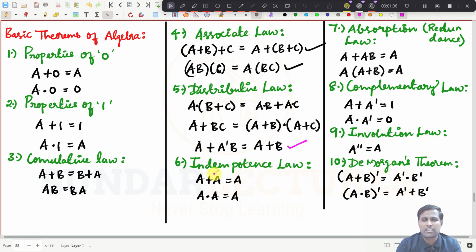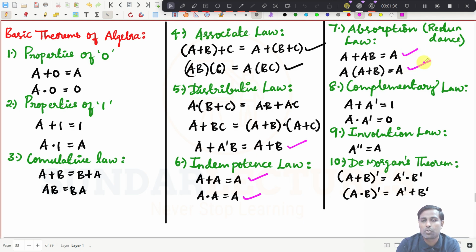And also this is the idempotence law. A plus A will always be equal to A, and A dot A will always be equal to A. And then the absorption law, or we can generally call it the redundancy law: A plus AB is equal to A. Try to understand. You take A commonly outside, what will it be? 1 plus B, and 1 plus B will become 1, so it will be A. And if you change this dot to plus and plus to dot, everything will be the same. On the right-hand side there is nothing, so you don't need to worry about this one. So this will also be A.